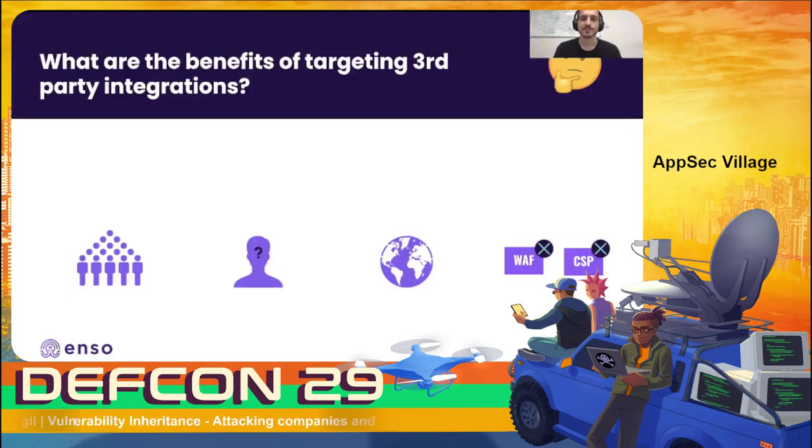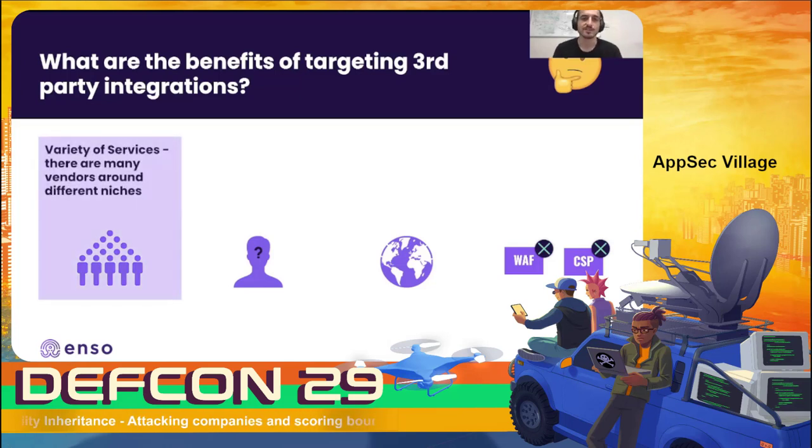What are the benefits of targeting third-party integrations? First, there is a variety of services. There are many vendors around different areas, so there are many vendors to find bugs on. There are many types of them. They are all in different niches, so we can find specific business logic errors on different vendors, which will affect the target we are targeting with our bug bounty hunting.